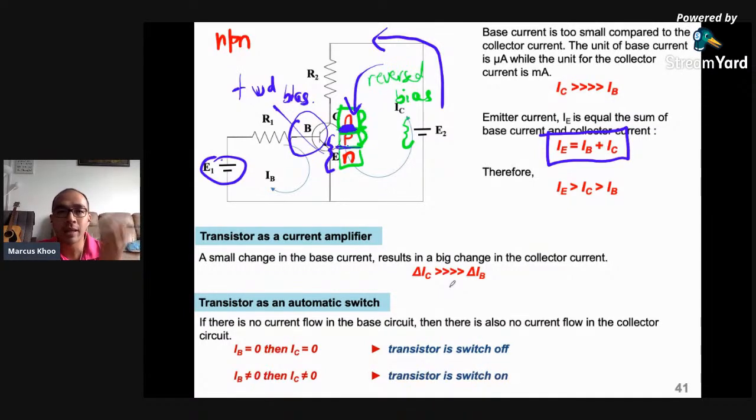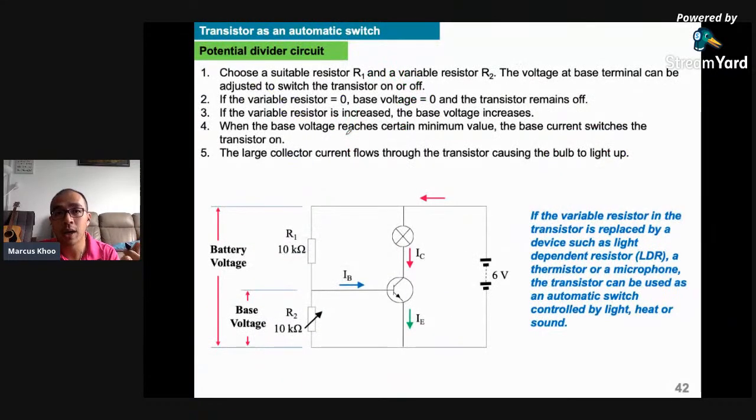What I said just now is the explanation. Because a lot of people be like, how come it's reversed bias, how come this one, that? Some people want to know that, but some people don't. Some people just want to know how the circuit functions. So let's talk about the transistor as an automatic switch.